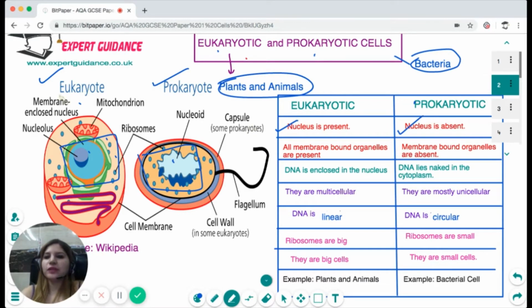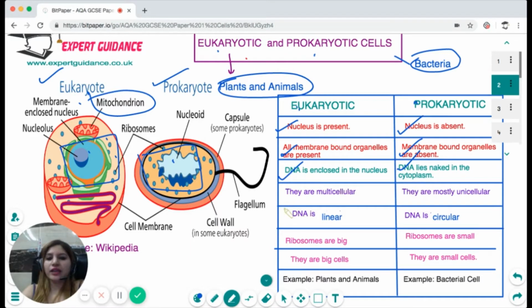Apart from the nucleus, eukaryotic cells have organelles which have a membrane around them. So all membrane-bound organelles are present in a eukaryote, for example mitochondria, but these membrane-bound organelles are absent from a prokaryotic cell. The next difference is, since the nucleus is absent in the prokaryotic cell, the DNA lies naked in the cytoplasm, but in the eukaryotic cell, the DNA is enclosed in the nucleus.